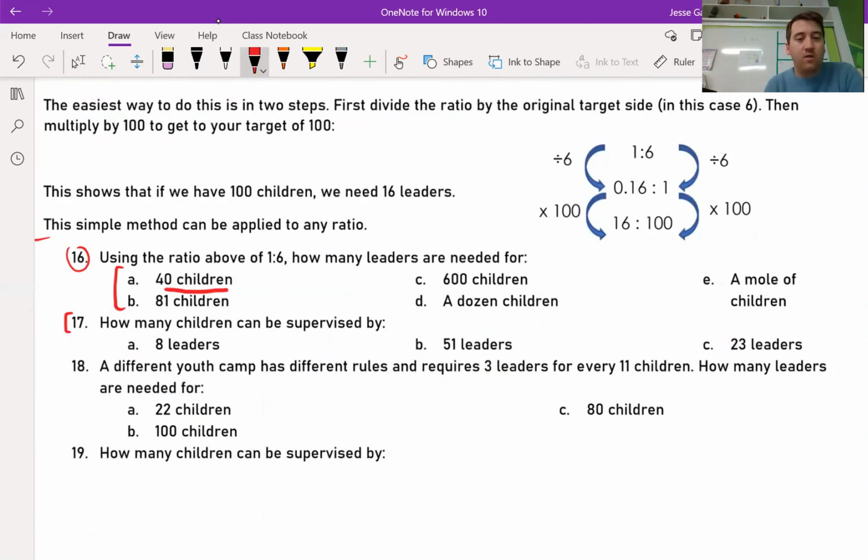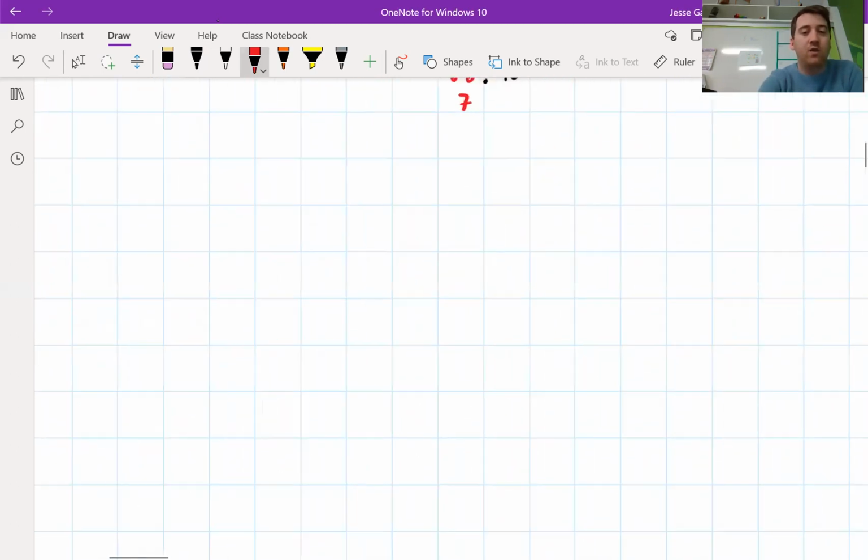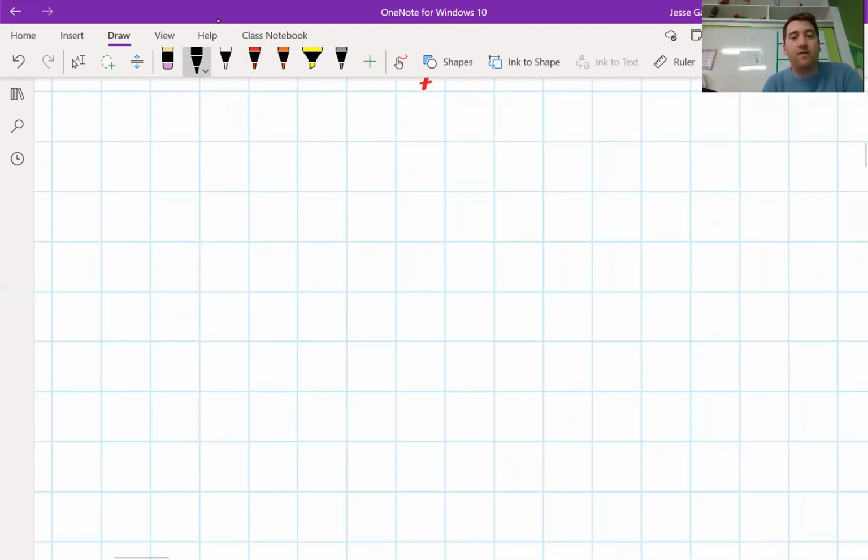What if it gives you an amount of liters and asks how many children can be supervised by them? It's the same ratio again, 1 liter to 6, and then you've got the liters. Let's do one of those examples with you. Again, the first thing you do is write down the ratio, 1 to 6. Then it says, how many children can be supervised by 8 liters. So this time I'm writing down my target. I'm going to label this: this is liters, this is children. So liters to children.